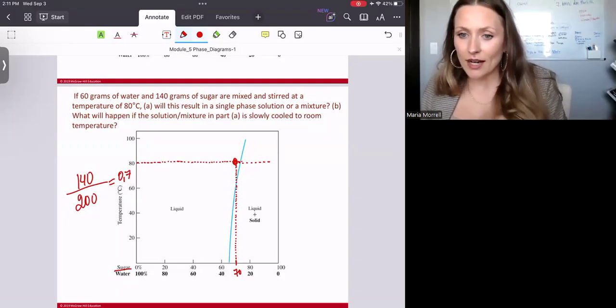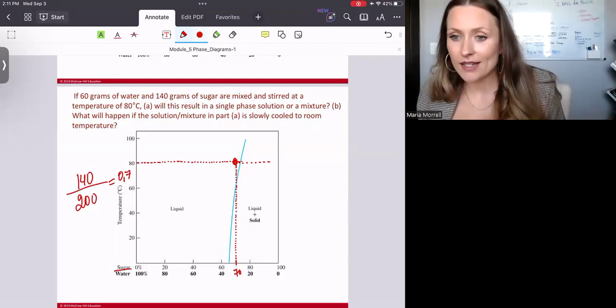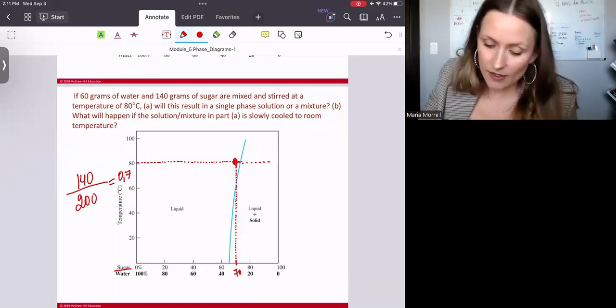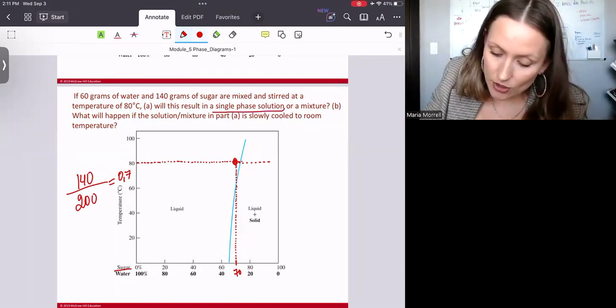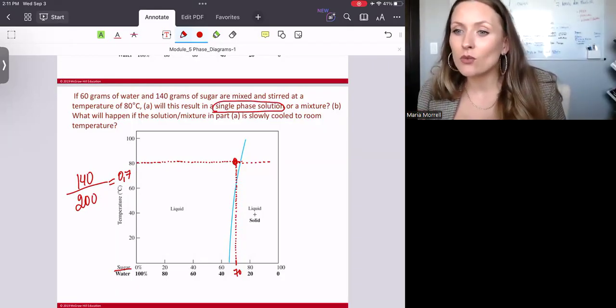All right, assuming that my line looks pretty parallel to the y-axis, it looks like in part A, I will actually have a single phase. I'm going to have a single phase solution, which is going to be a liquid. It's going to be a sugary sweet water.